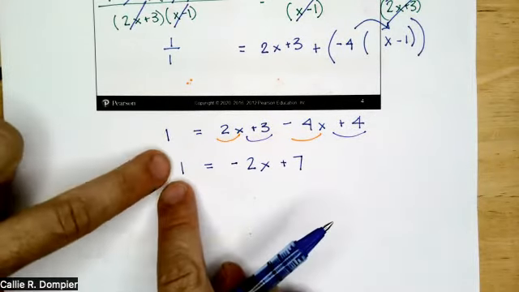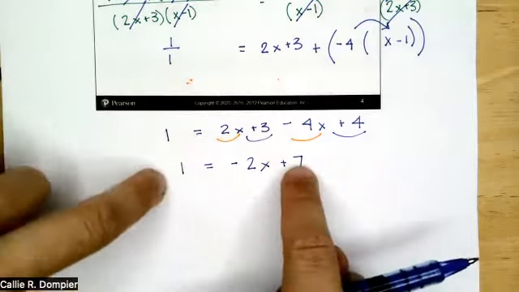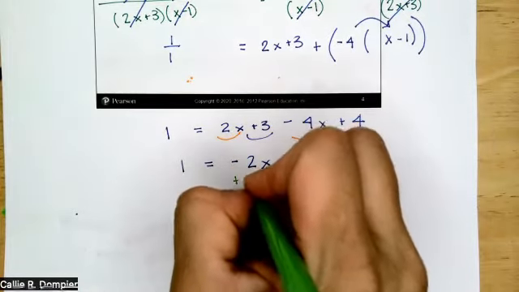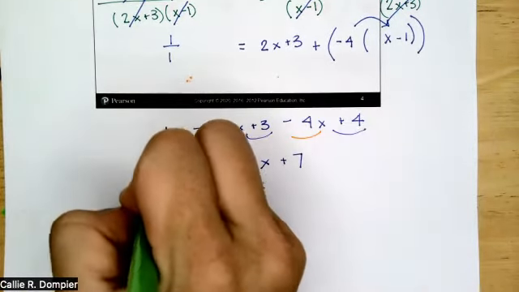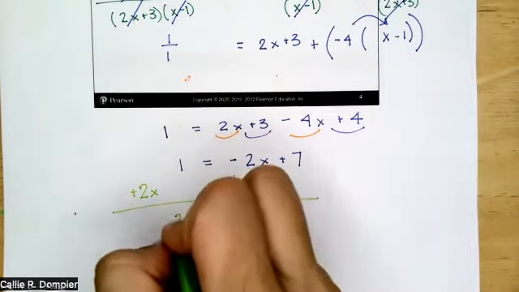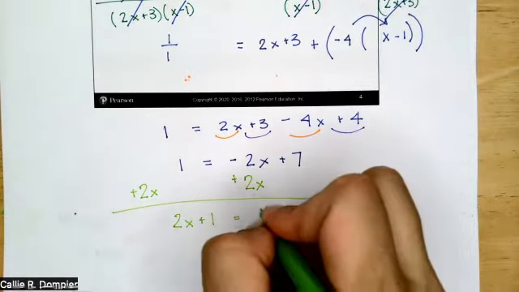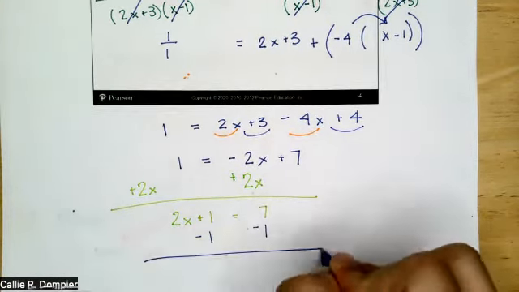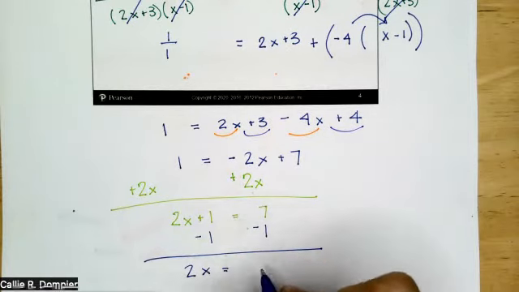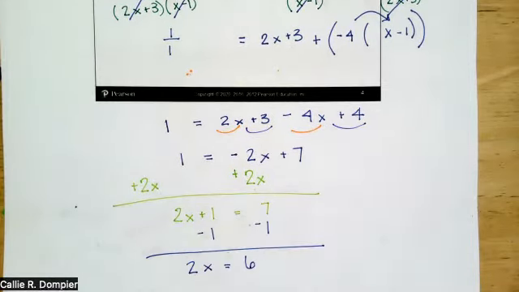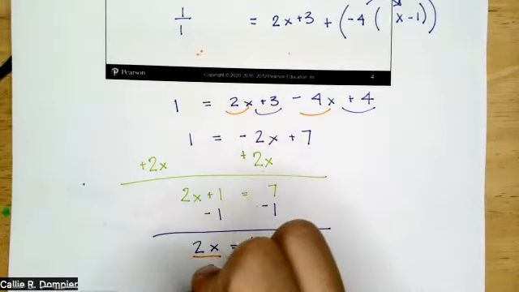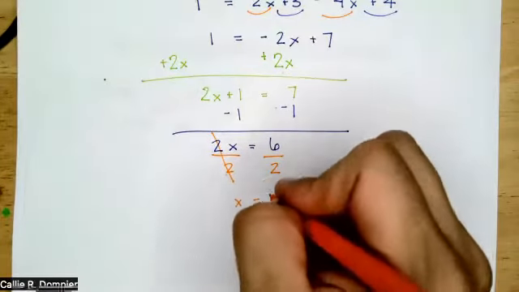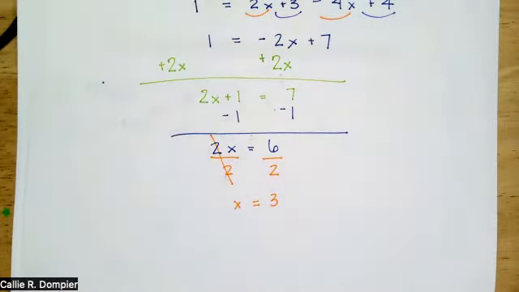I could move the 7 so that I don't have to move the 1 and the 2, but then they'll both be negative. So I'm going to move the 2 so that I get it positive, right? I like positive variables. So that becomes 2x plus 1 equals 7. Subtract the 1. 2x equals 6. Divide by 2. X is 3.